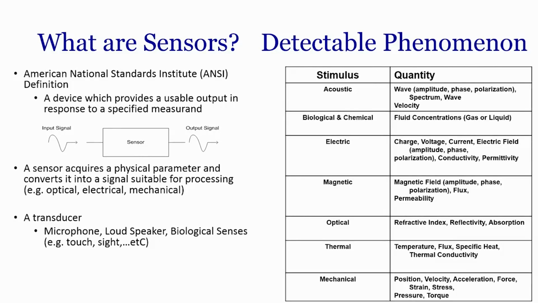When you talk about magnetic, then you have magnetic field, which has amplitude, phase, polarization, as well as flux and permeability. While for optical, the quantity is refractive index, reflectivity and absorption. For thermal, it is temperature, flux, specific heat and thermal conductivity, while for mechanical it is position, velocity, acceleration, strain, stress, pressure, force, torque, right. So, this is how the stimulus and the quantity can be defined.